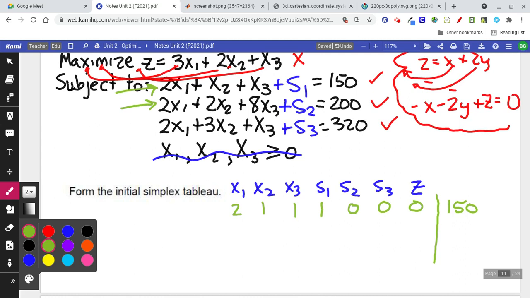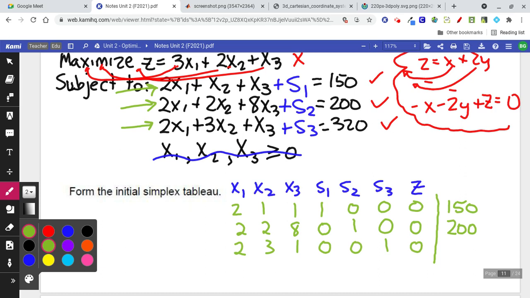So keep that in mind. Look at the second one. We get 2x1, 2x2, 8x3. We do not have an S1, we have an S2 this time. No S3 and no Z, and it equals 200. And then we look at the third one. 2x1, 3x2, 1x3. We do not have S1 or S2. We have an S3, but no Z, and it equals 320.